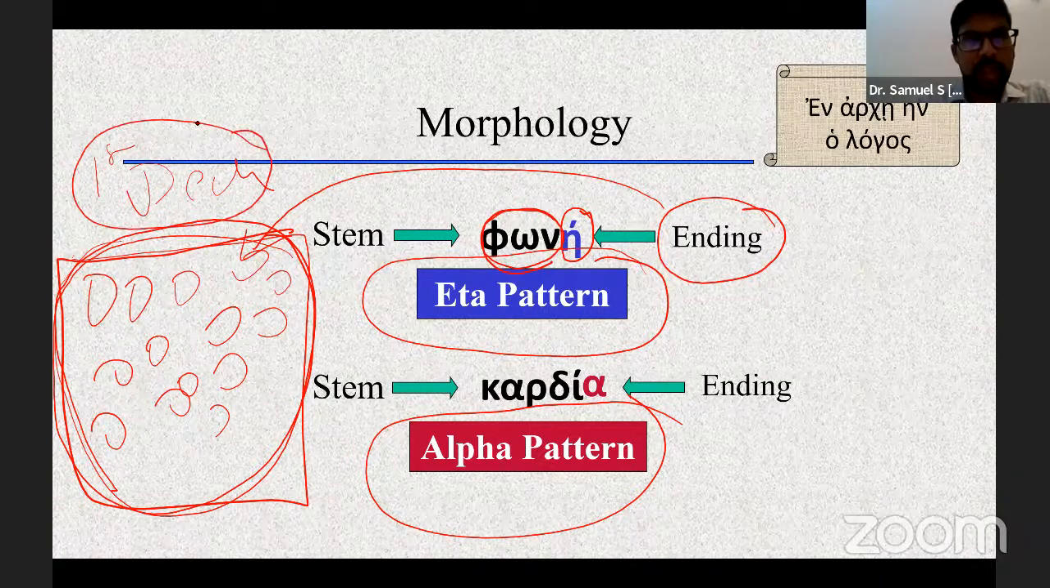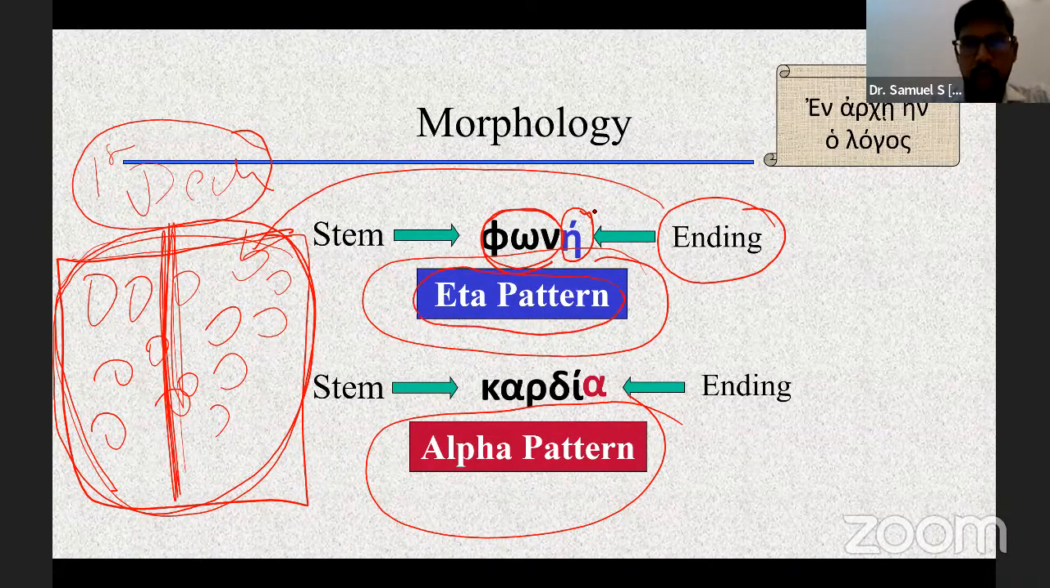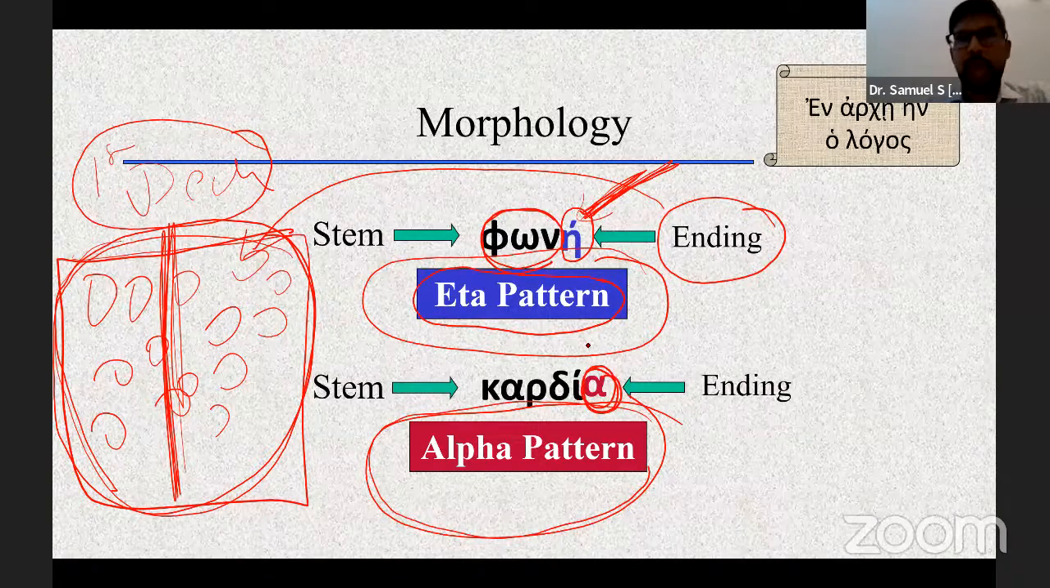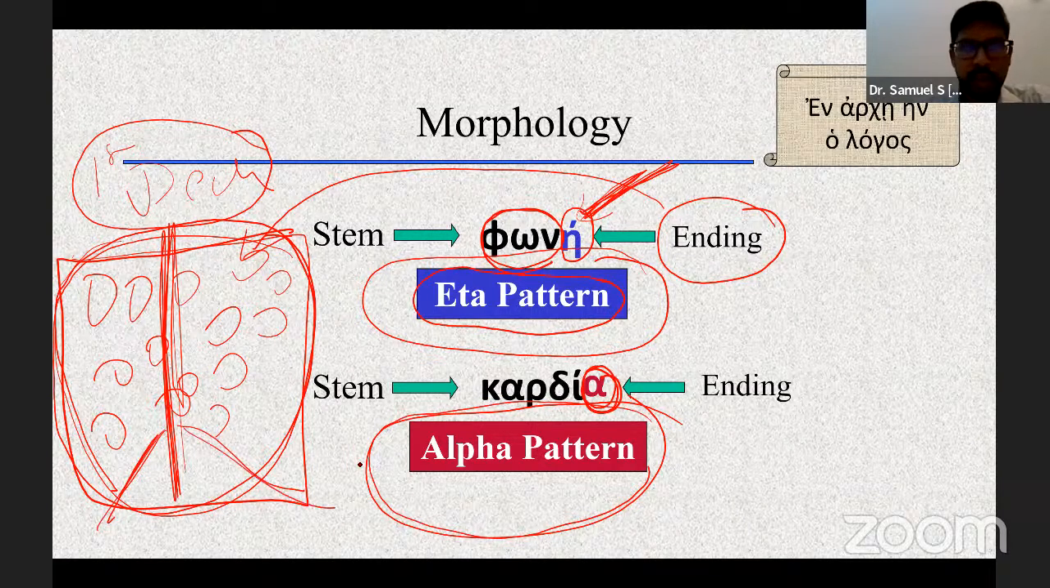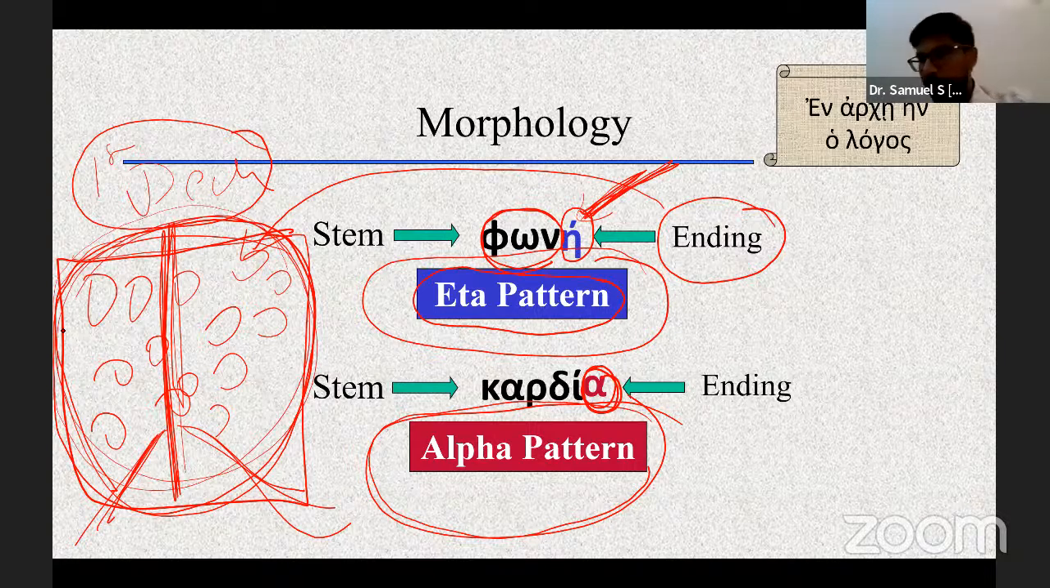Now it turns out that there are actually two subgroups here. The eta pattern, which all follow these endings, and there's another alpha pattern, which follows this pattern. Then you may actually say, if there are two groups, why can't we have two different declensions? We can call this first declension, this second declension. Why are we calling both these together as first declension? I hope any of you had that question in your mind. You'll get the answer to it in a minute.